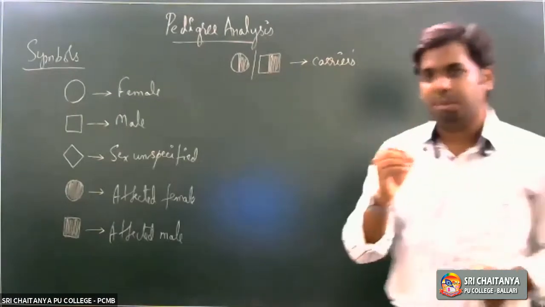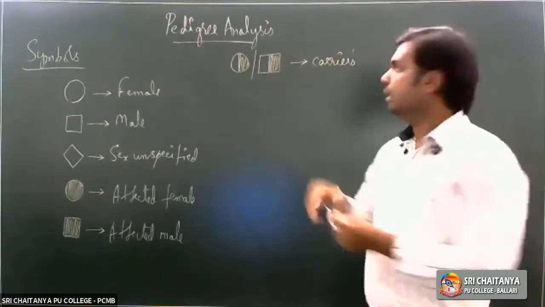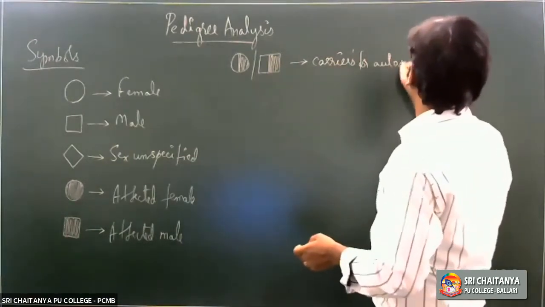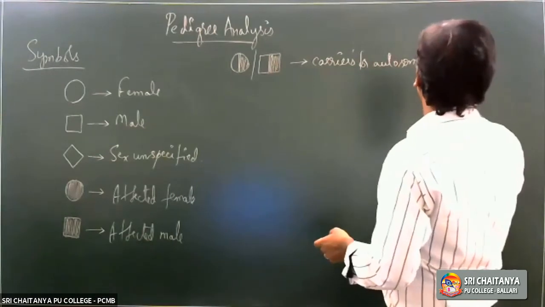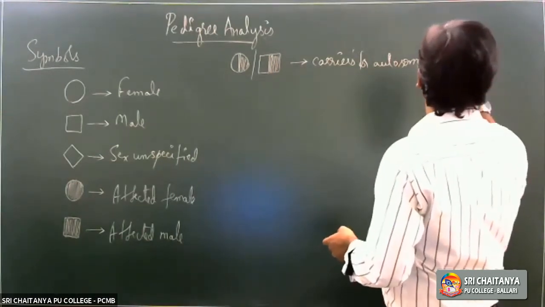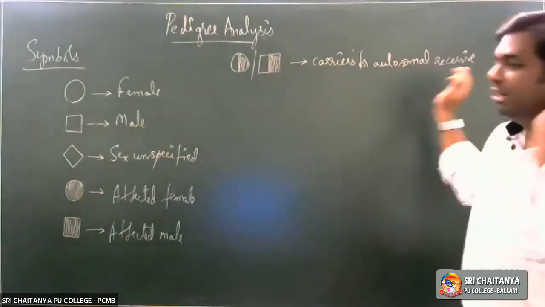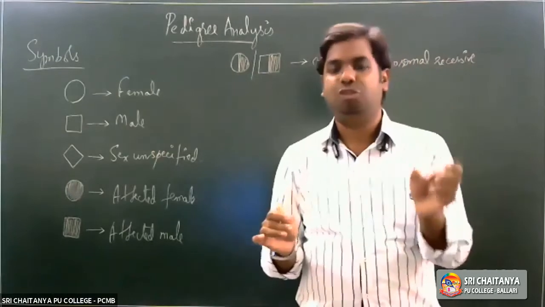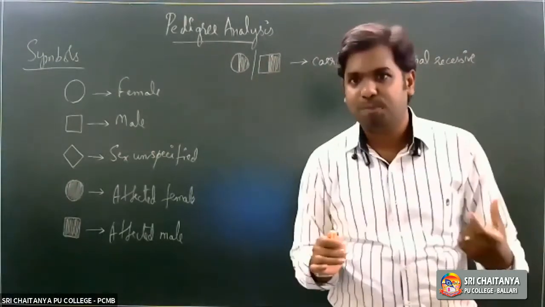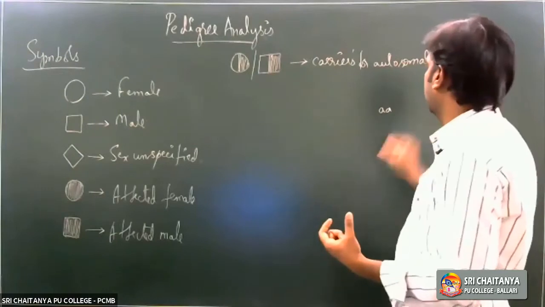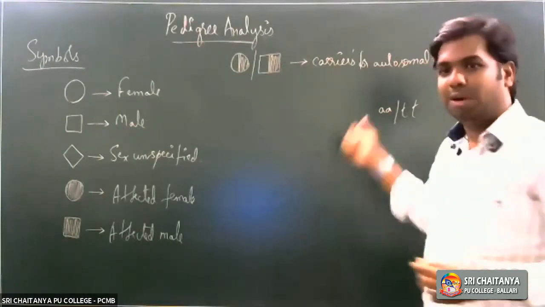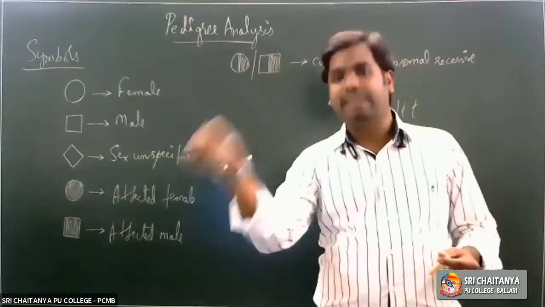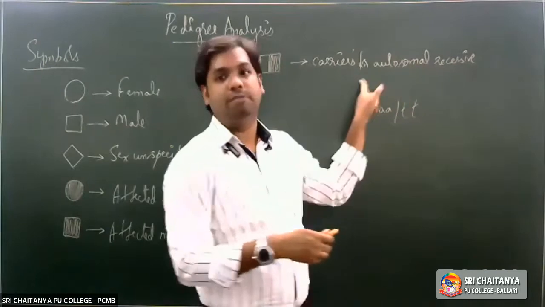More precisely speaking, they are said to be carriers for autosomal recessive disease. So what does this mean, autosomal recessive disease? If a disease has to be seen in a particular person, the condition of that gene should be recessive, right? So it should be either small a or small t. If the condition is recessive, only then the individual would be affected. That we start calling a recessive disorder.